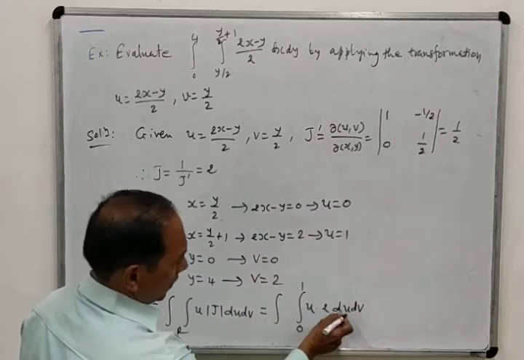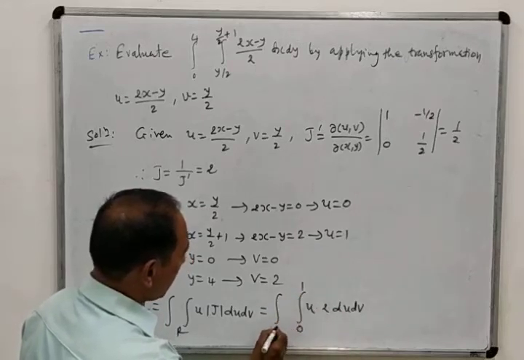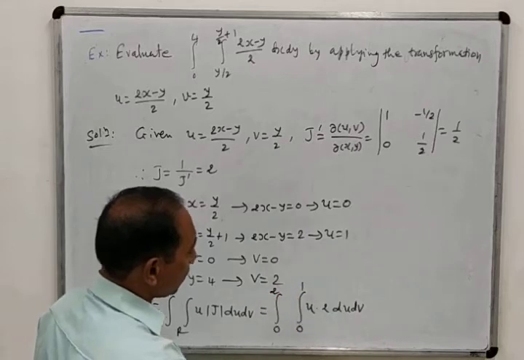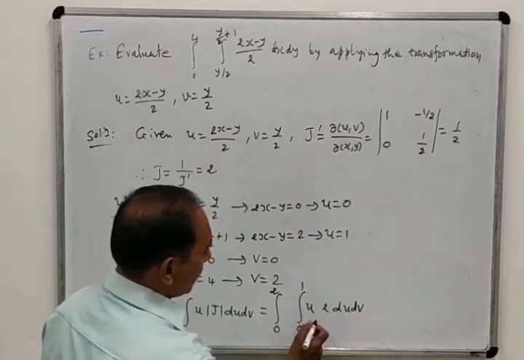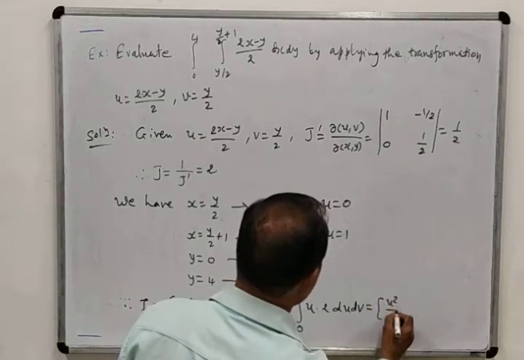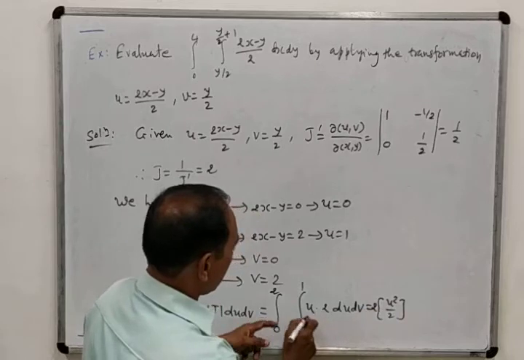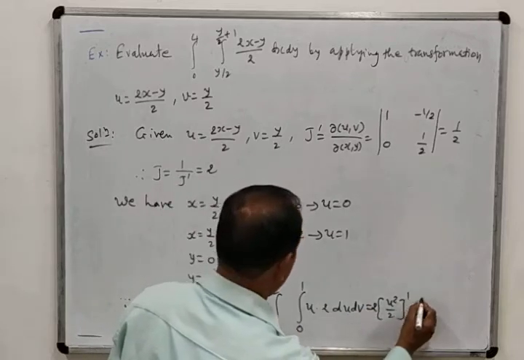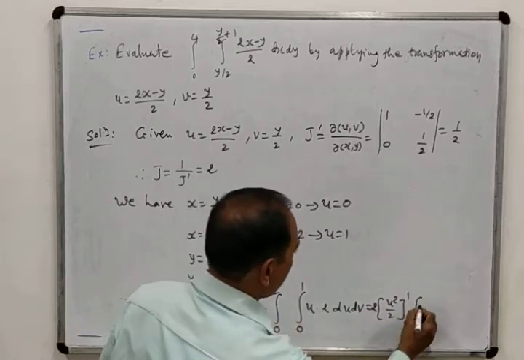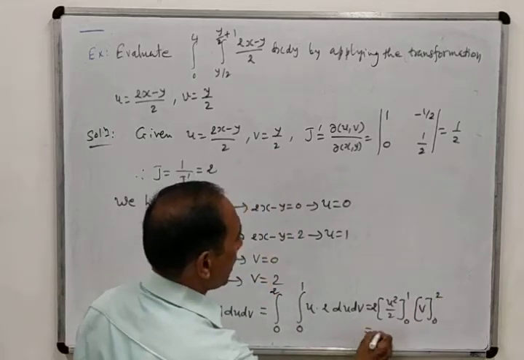Since we have written u dv, we will write the limits of u first. So 0 to 1 for u, and for v from 0 to 2, and the 2 can be taken outside. Its integration will be u square by 2, with the 2 taken outside, and 0 to 1 is the limit. Here dv is only there, so the limit of v is 0 to 2, and you can find out the answer.